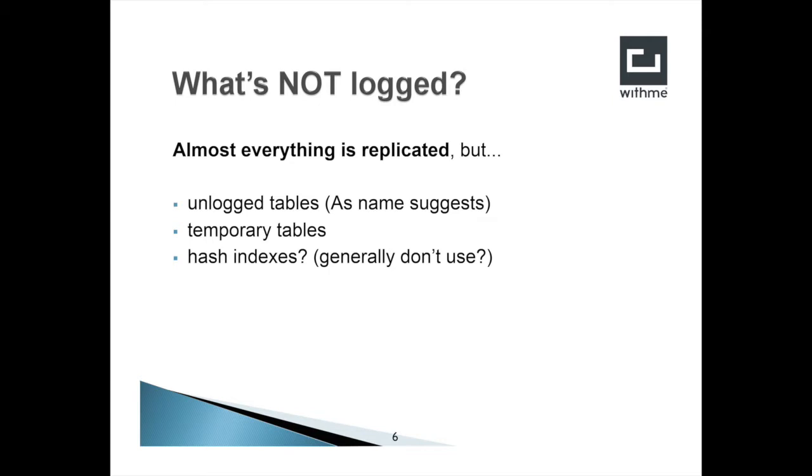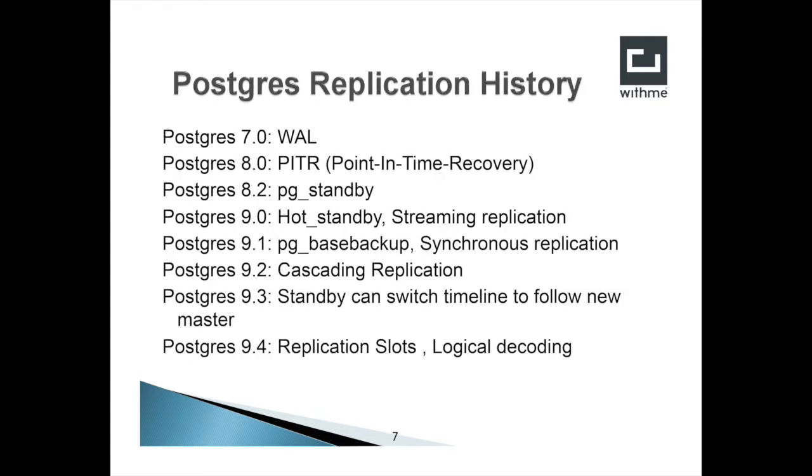Okay, so we'll go with the history. Postgres has a long history of replication. Since 7.0, WAL files were introduced. Before 7.0, what they used to do was flush the entire data file. In 7.0, they started using the WAL files to flush only the things they wanted to flush.